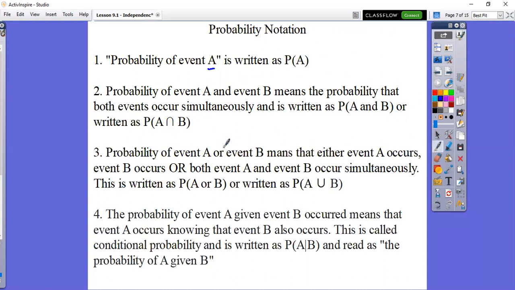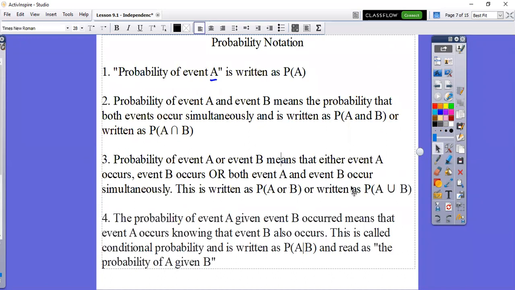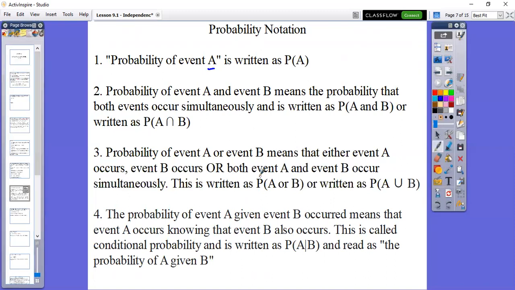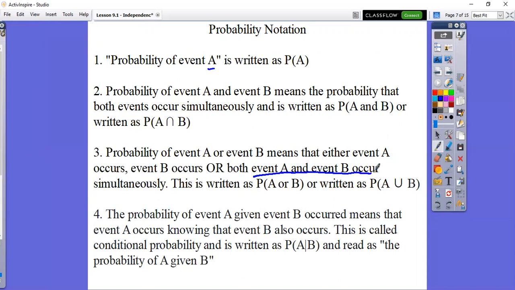The probability of event A or event B means that either event A occurs, event B occurs, or both occur simultaneously. So be careful with A or B. This last part, event A and event B occurring simultaneously, is important to remember. One way to think about this is with a Venn diagram: P of A or B means everything inside of both circles. So everything here, here, and here would be P of A or B.